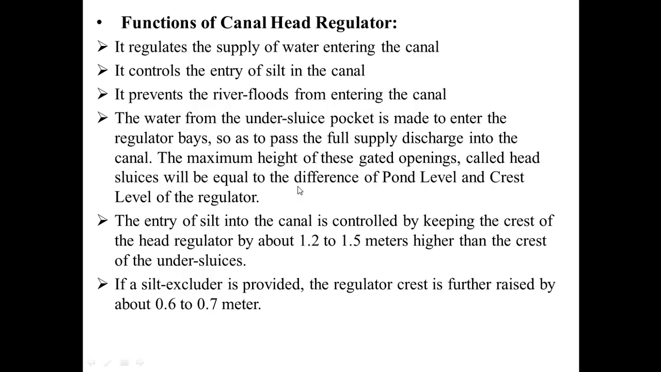The entry of silt into the canal is controlled by keeping the crest of the head regulator about 1.2 to 1.5 meters higher than the crest of the undersluices, so that the silt which is deposited at the undersluices crest level does not enter the canal head regulator.